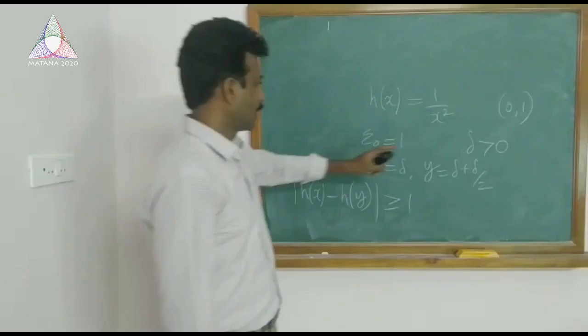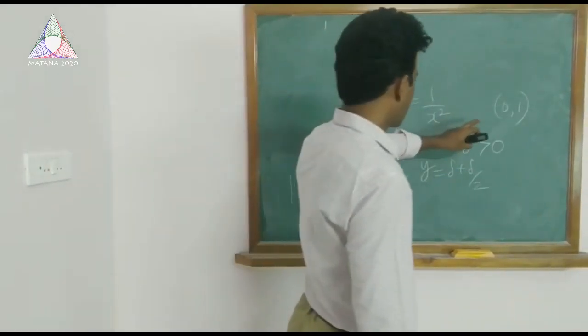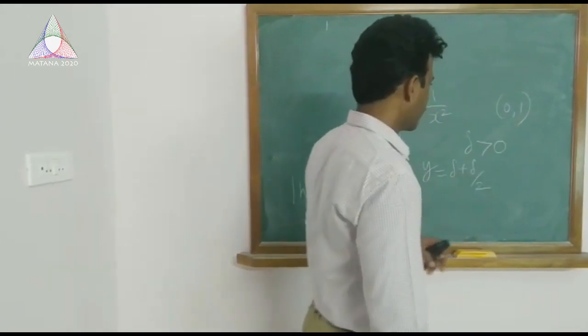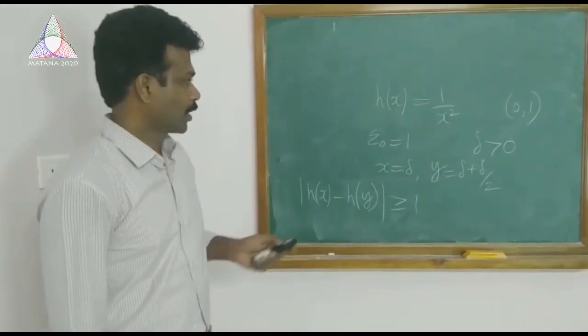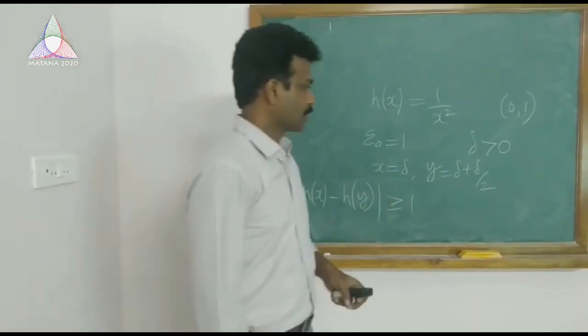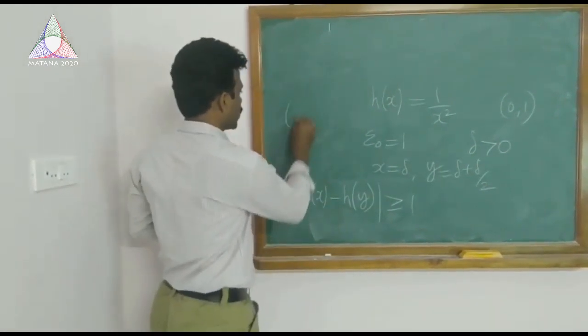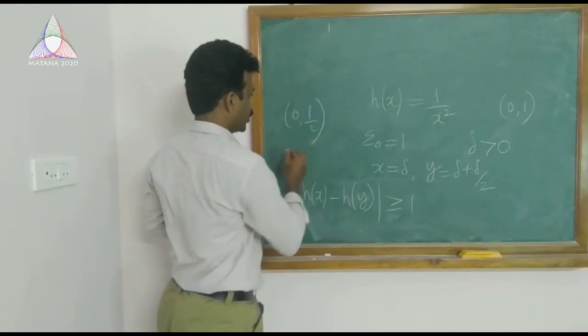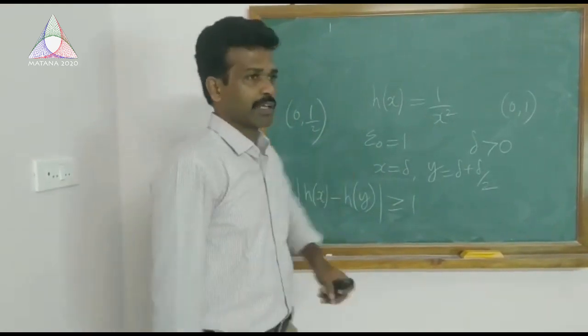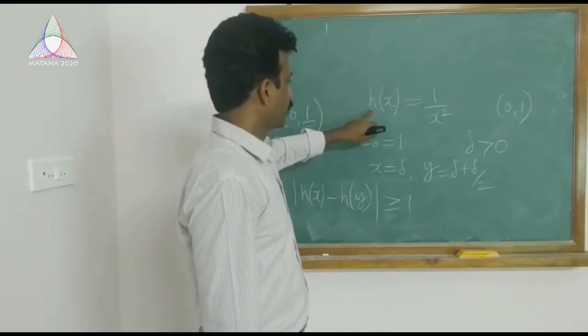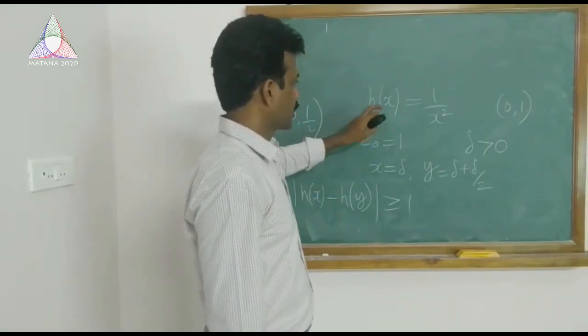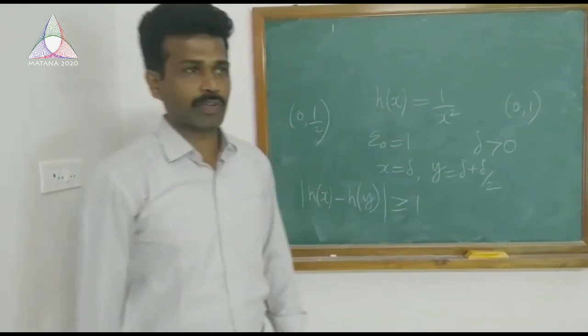And as delta, for any delta, because we are considering the open interval 0 to 1, it is enough to prove this for delta in the interval 0 to 1 by 2. You don't need to prove it for any delta, because the set where we want to know the uniform continuity of h is just the open interval 0 to 1.